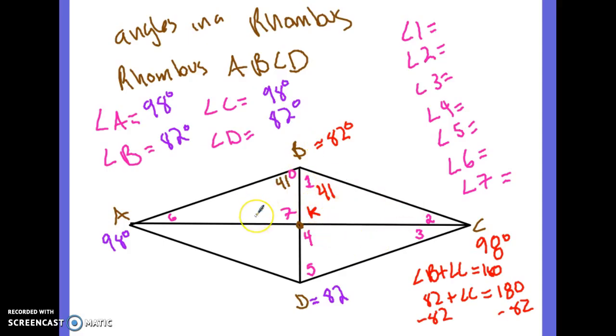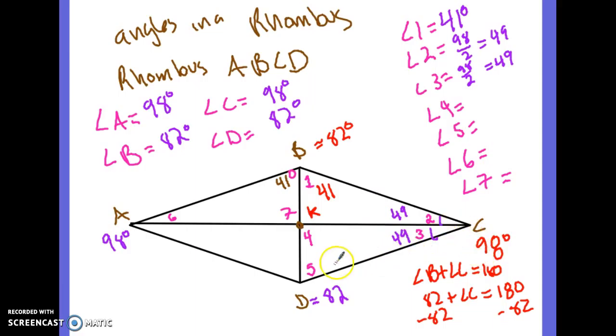Now, let's try and find some of these bisected angles on the inside. We found angle 1 was already 41 by the properties of a rhombus. How can we figure out the measure of angle 2 and 3? Divide 98 by 2. You got it. Take that angle and divide it into 2 equal pieces. They're both going to be 49, and they should both be the same because these have to be congruent to one another.